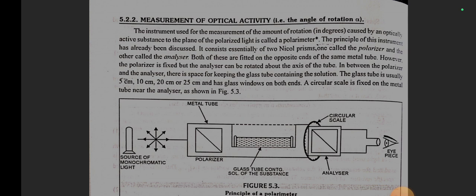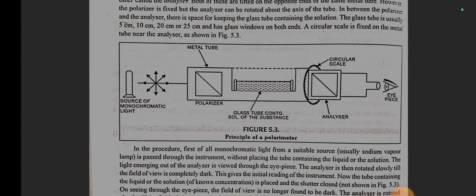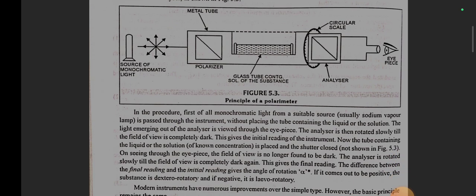However, the polarizer is fixed, but the analyzer can be rotated about the axis of the tube. In between the polarizer and the analyzer, there is a space for keeping the glass tube containing the solutions. The glass tube is usually 5 cm, 10 cm, 20 cm or 25 cm long and has glass windows on both ends. A circular scale is fixed on the metal tube near the analyzer.